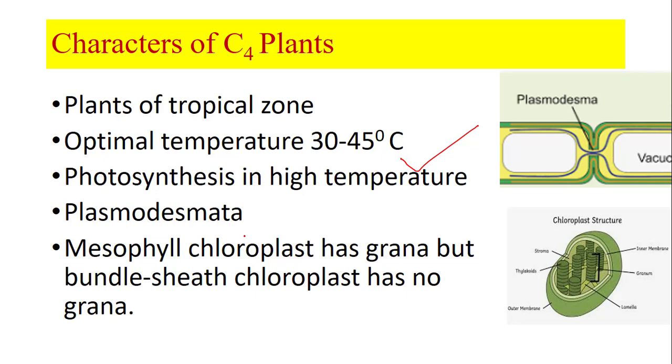And there are two types of chloroplast. One is mesophyll chloroplast. It has grana, but the other chloroplast is known as bundle sheath chloroplast. It has no grana. And grana is the complex structure of thylakoid. Thylakoid is disc-like or plate-like. When a stack is formed by many thylakoids, it is known as grana.